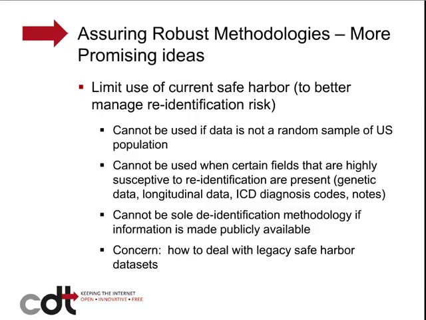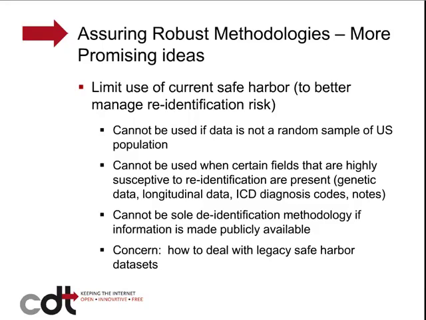And some of the ideas that have come forth, and we have borrowed heavily from leading thinkers in this space, it really shouldn't be used if the data set in question is not a random sample of, here we say, the U.S. population, since we're talking about a U.S. law. It shouldn't be able to be used when certain fields that are highly susceptible to re-identification are present, such as genetic data. One could argue that already needs to come out of the safe harbor, but in case it's not clear, it should be. Genetic data. Longitudinal data, which is more data fields about a person, therefore potentially more re-identification risk. ICD diagnosis codes and free text notes.